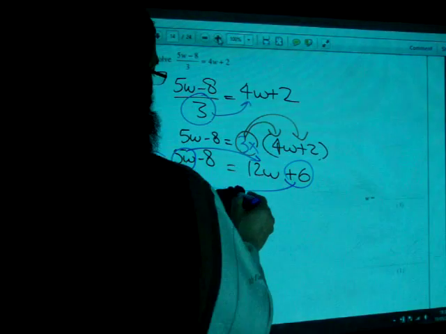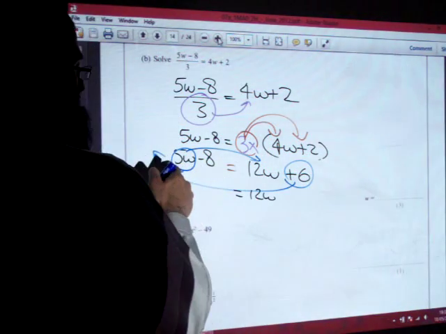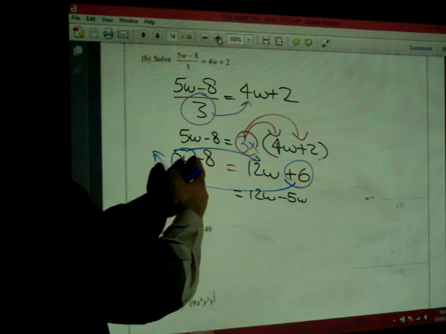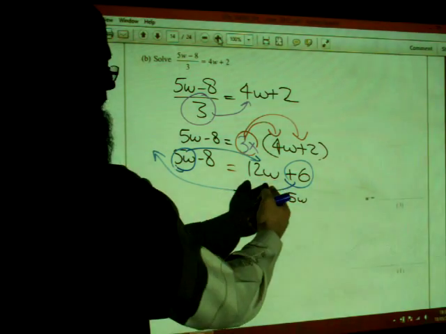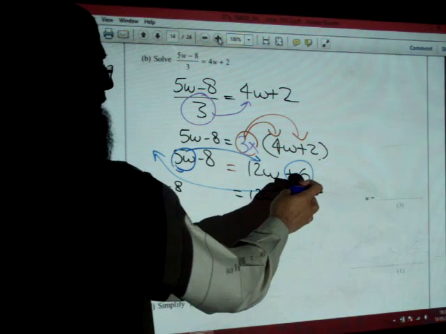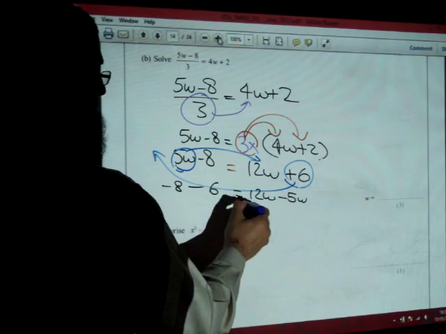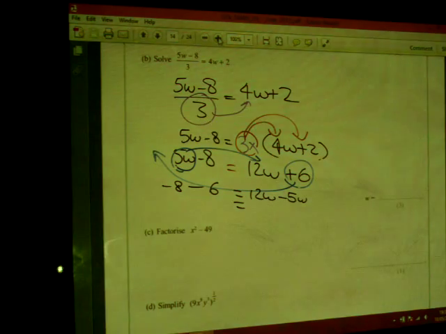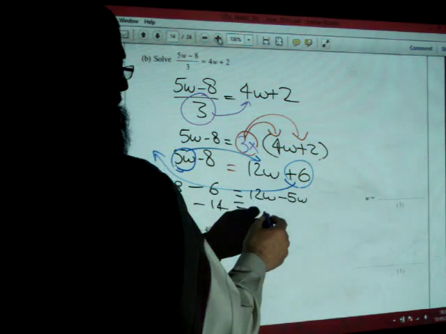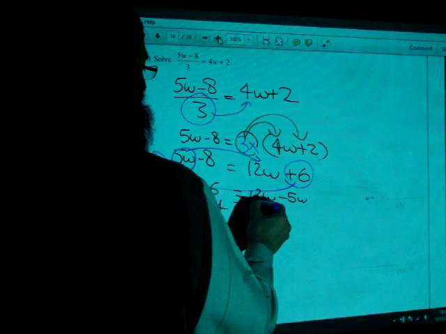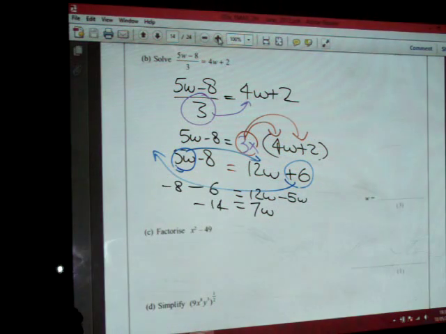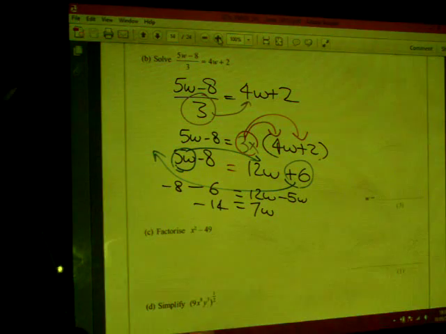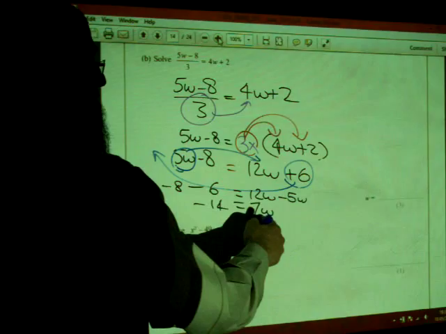So we now have 12W, the opposite of plus 5W is minus 5W. Remember, this minus here does not belong to the 5W, it belongs to the 8. And then you have minus 8 here. The opposite of plus 6, Isa, is minus 6. What's minus 8 minus 6? That will give you a total of minus 14. And what's 12W minus 5W? 7W. Okay, you okay with that so far, Isa? Yeah.